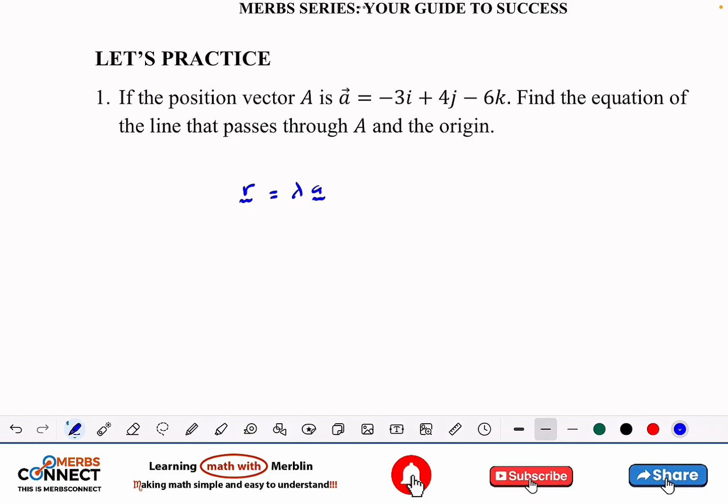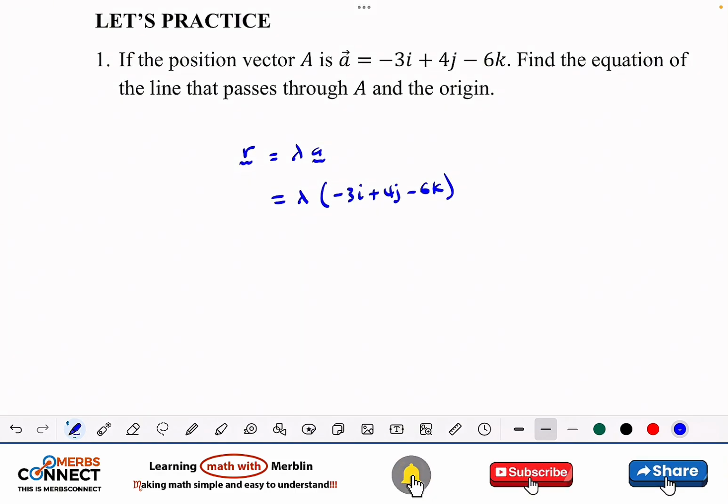So let's do it. This is going to be lambda times A, and A is minus 3i plus 4j minus 6k. Now this is the same as minus 3 lambda i plus 4 lambda j minus 6 lambda k. So basically this is the parametric equation. Let me name it here: parametric.